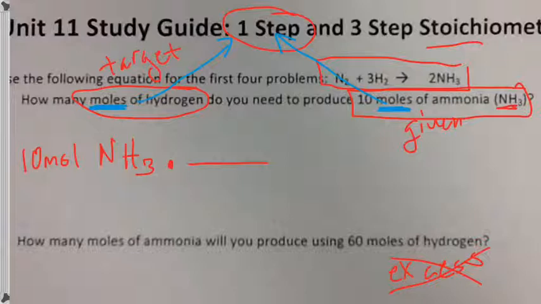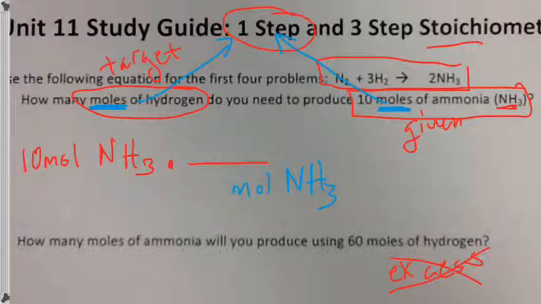So, on the left of my problem, I have 10 moles of ammonia. I need to get rid of what I'm starting with. That's my given, that's not my target. So I want to get rid of it. And the way we get rid of something is we divide it by itself. So since I have moles, I want to divide by moles. And I want to get rid of ammonia as my substance. I want the substance to be hydrogen. So I'm going to put ammonia on the bottom as well.